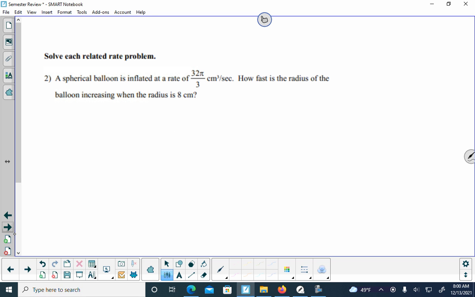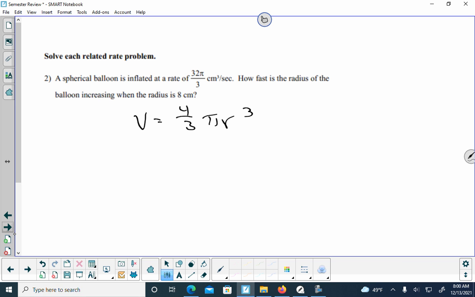The next one is a spherical ball, a balloon, is inflated at a rate of 32 pi over 3 centimeters cubed per second. How fast is the radius of the balloon increasing when the radius is equal to 8? So the formula for that, and remember I will give you those formulas on the exam, is 4/3 pi r cubed. That's the volume of a sphere.